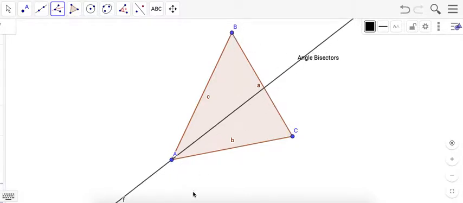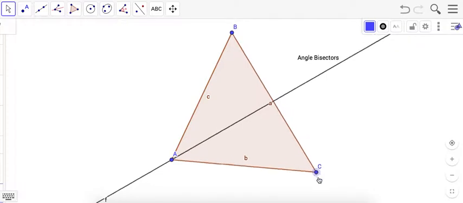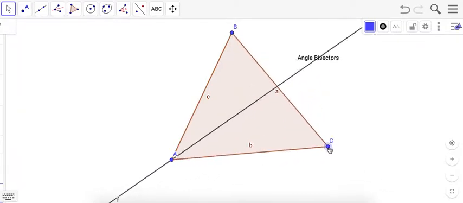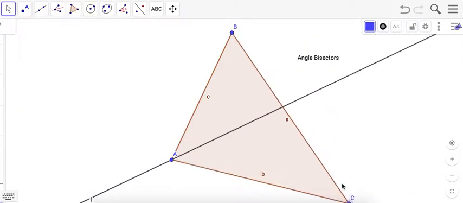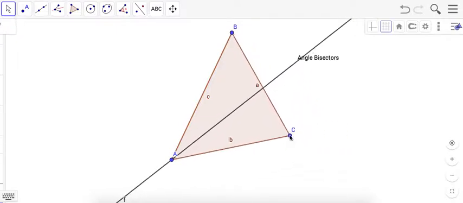So here we have this angle bisector. As we move this triangle and change that angle, it's always going to go through the exact middle of that angle. So it basically creates 2 congruent angles. This angle and this angle are congruent. So there's the angle bisector of angle A.